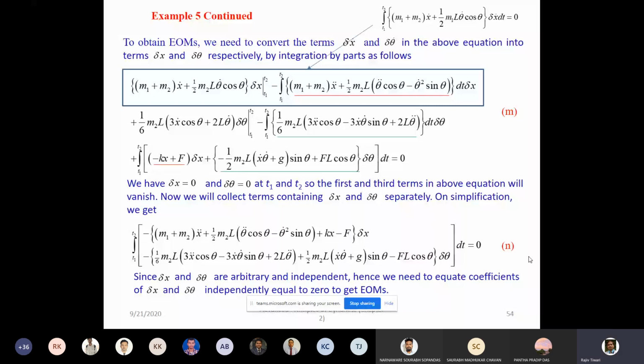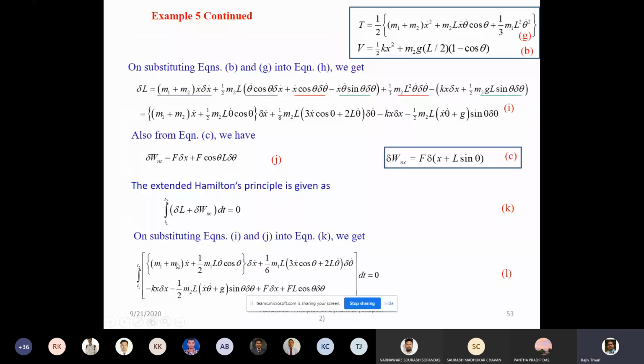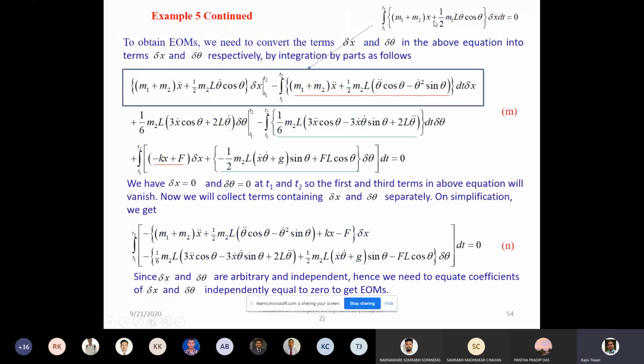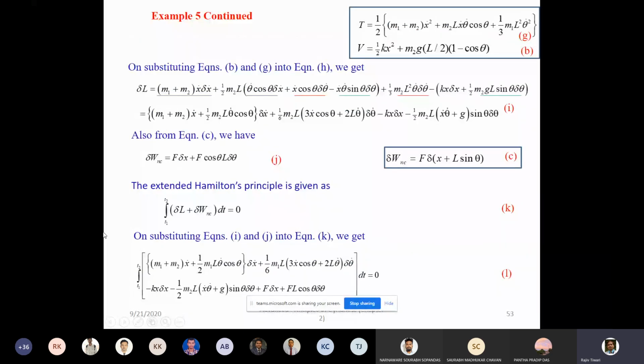So I have taken one term. Let us say this term I want to show how the integration by part is done, and then the other can be done on the same lines. So this is the first term in that. Okay. So I'm doing the integration by part of this. So I'm taking only the first term. If I show one, I think the rest of the things you can do yourself.